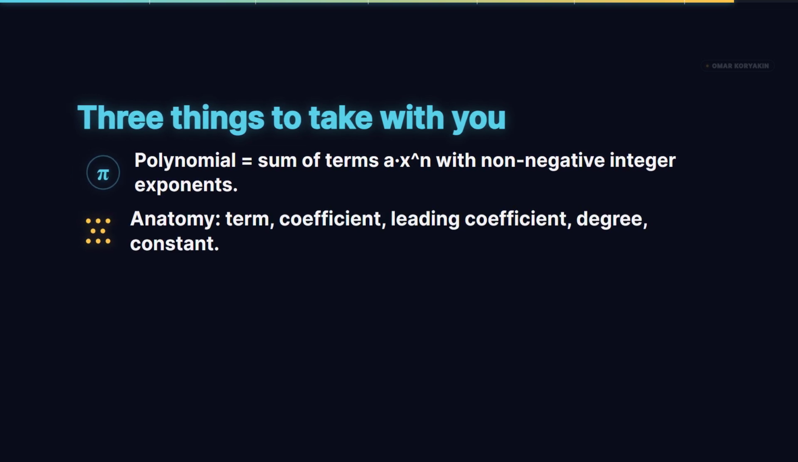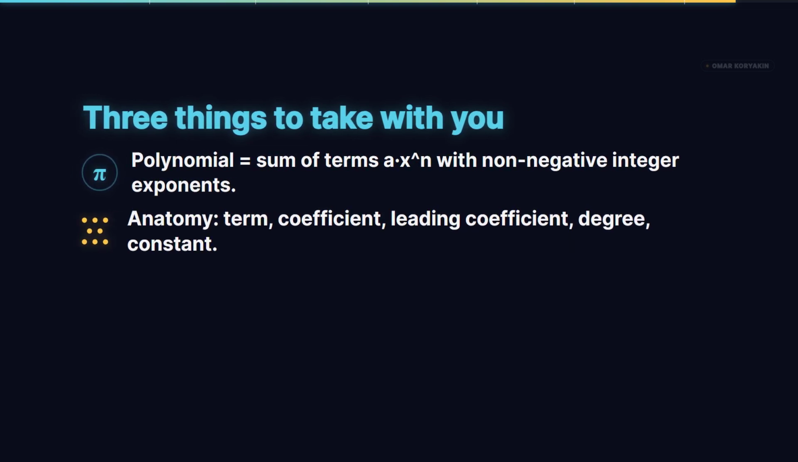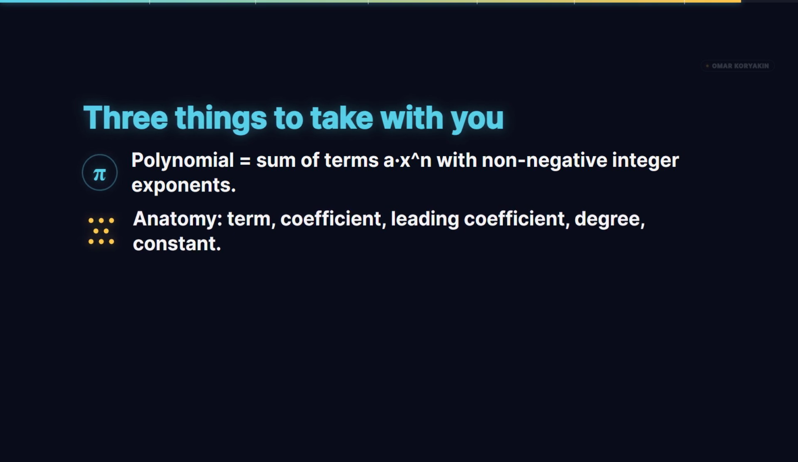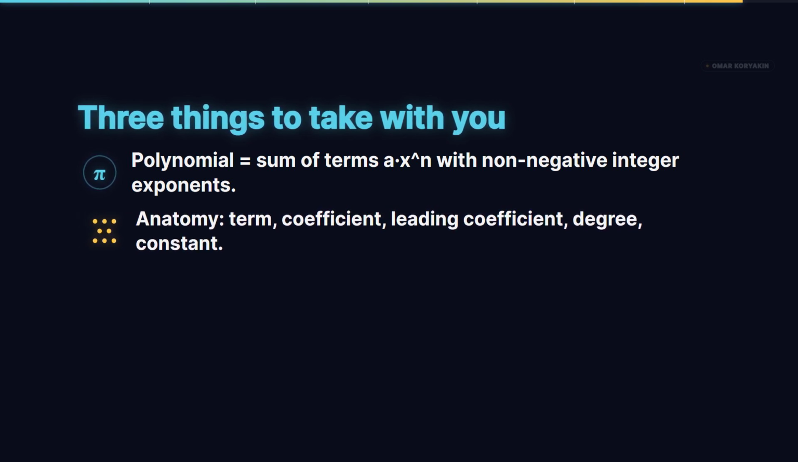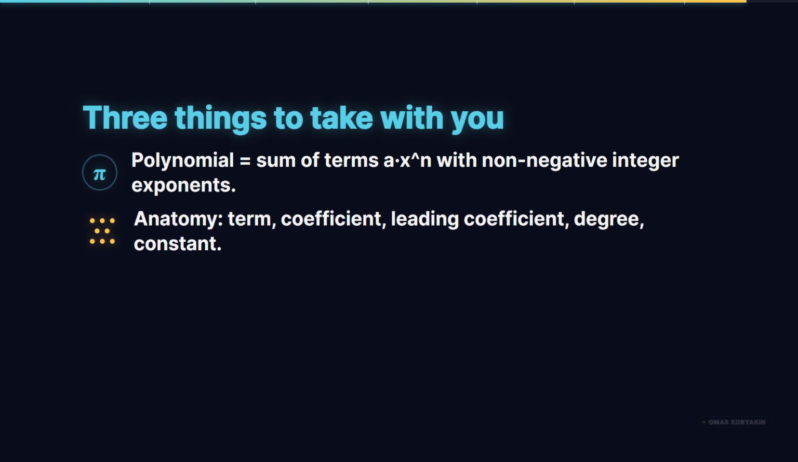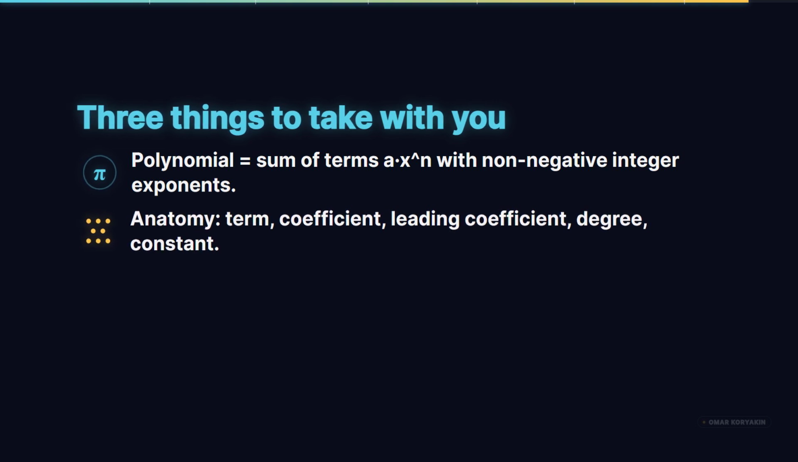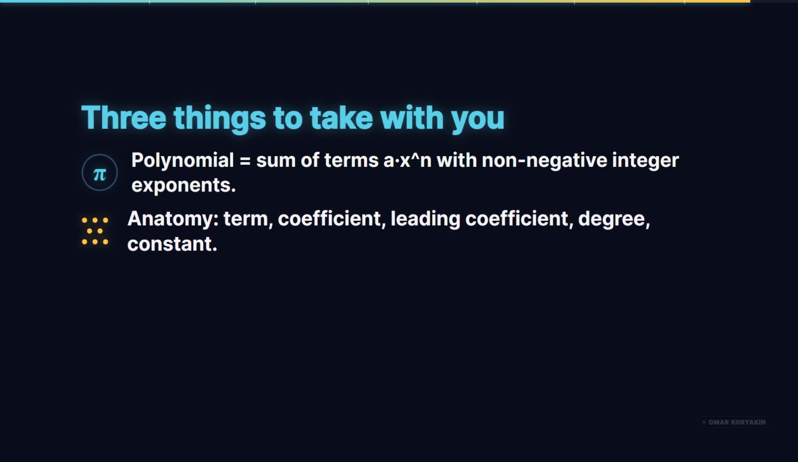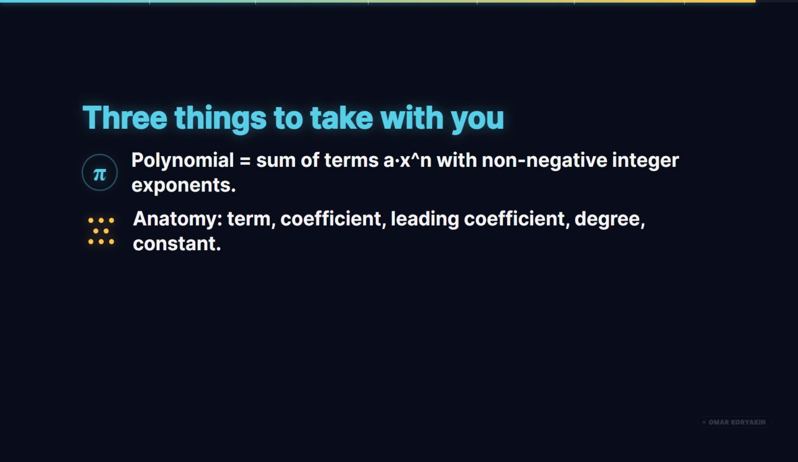Second, the 6-piece anatomy vocabulary is term, coefficient, leading term, leading coefficient, degree, and constant term. A term is one additive piece. The coefficient is the numerical factor with sign included. The leading term is the term with the highest exponent. The leading coefficient is the coefficient of the leading term. The degree is the highest exponent that appears. The constant term is the term with no x at all, equivalently the value of the polynomial at 0. Memorize and apply these 6 words mechanically on every polynomial.